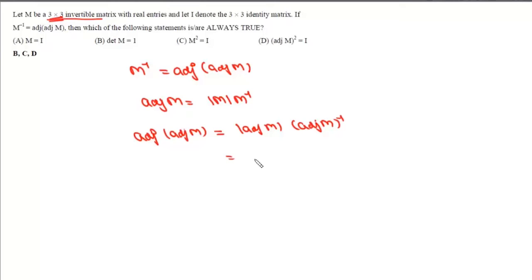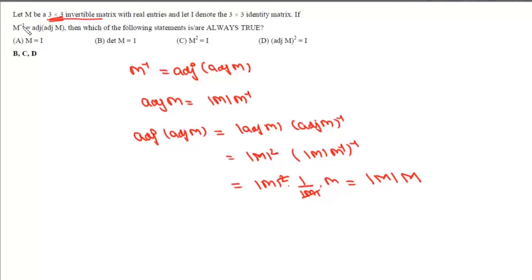Now we know that it is a 3 cross 3 matrix. That means determinant of adjoint M is simply determinant of M square, and adjoint M is determinant of M into M inverse. Now here it is determinant of M square. Now this is 1 upon determinant of M. Now inverse of M inverse is simply M. Now this determinant M will cancel. So adjoint of adjoint M will be determinant of M into M.